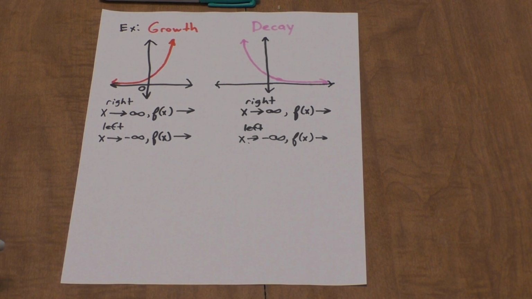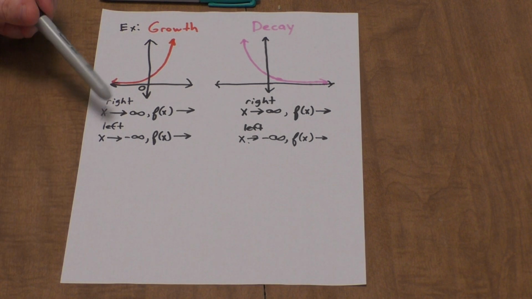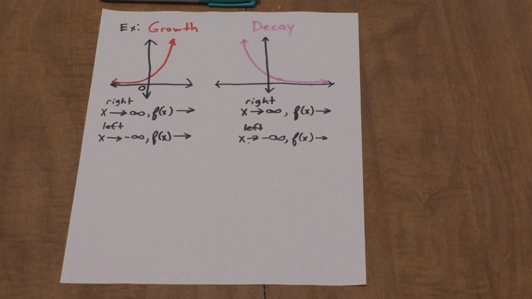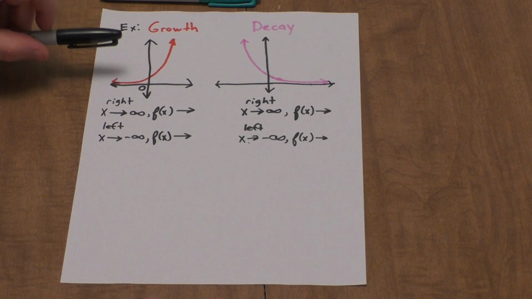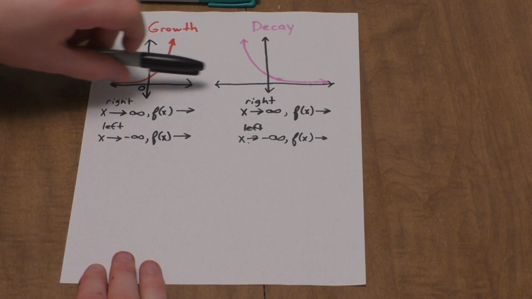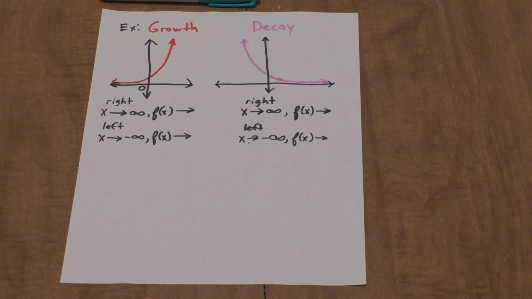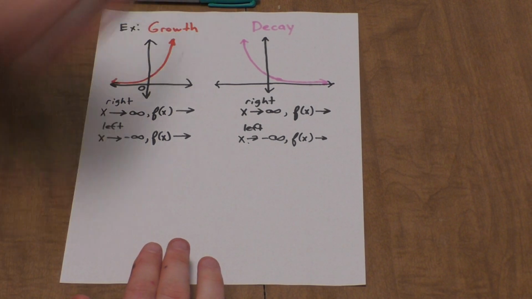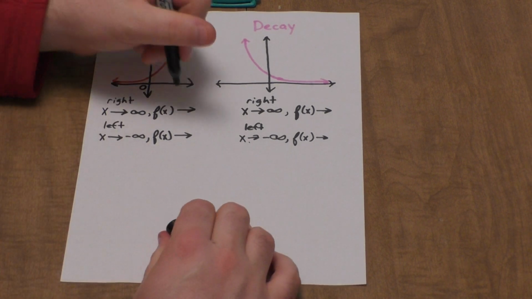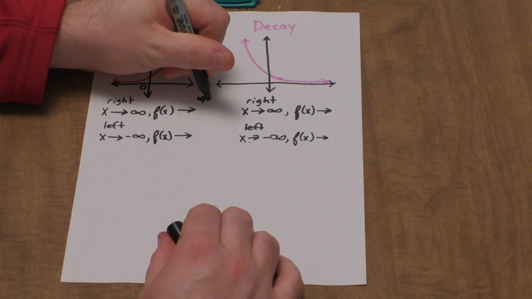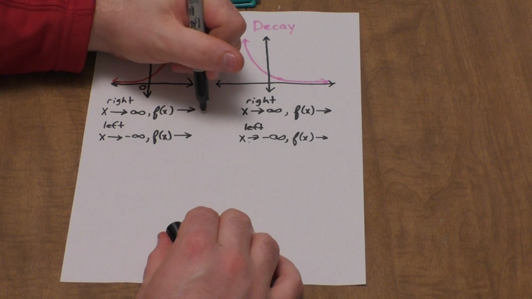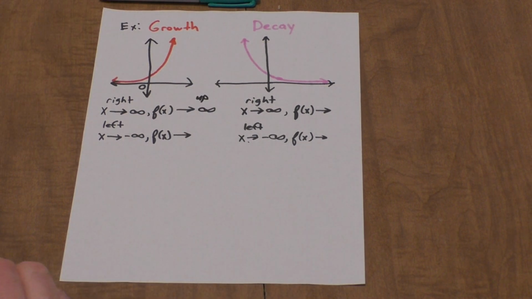So here's our growth, this orange one. We say as x, this little arrow means approaches infinity. All that means is when x goes right. So as x goes right, f of x, which just means the graph, where's the graph going? Well, if I look, the graph is going up, and it just keeps going up. So I'm just going to write up, and the way to express up is just the infinity sign.